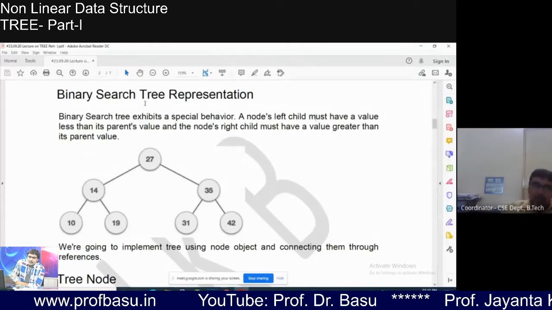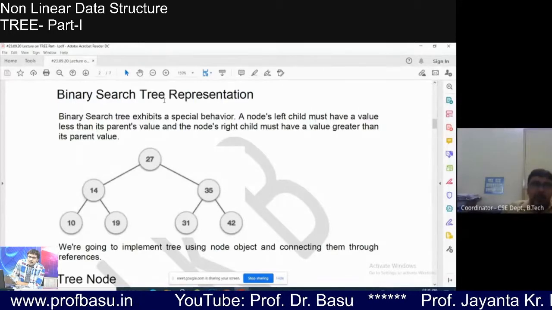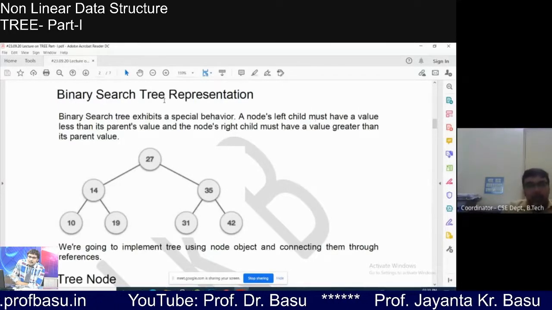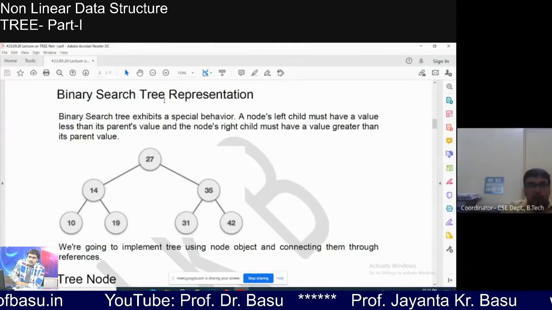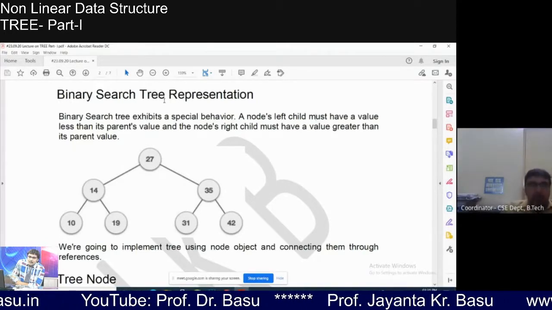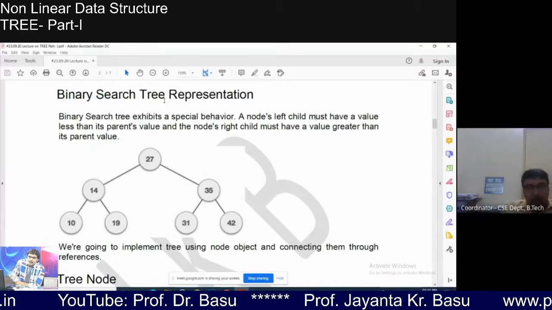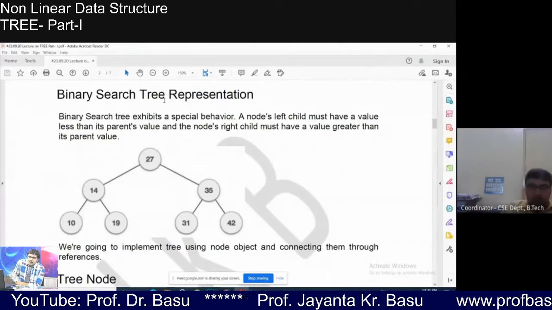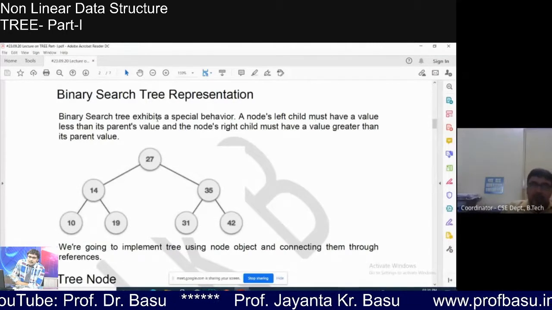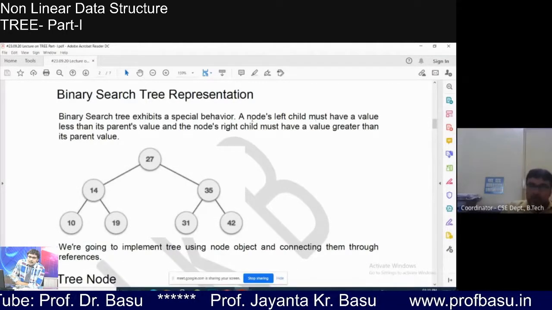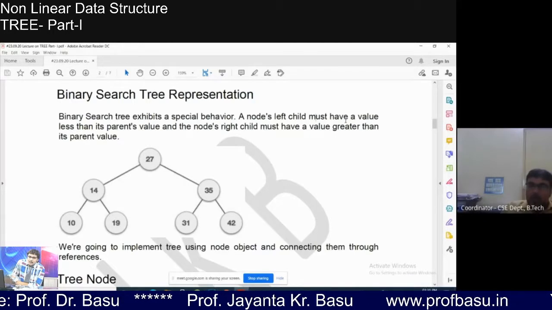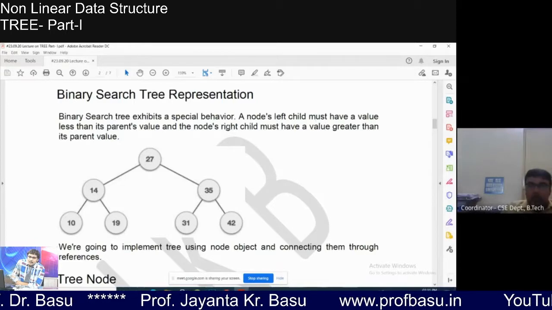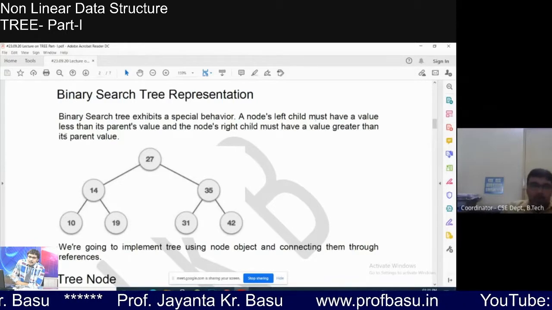This is called binary search. So a binary search tree is a special type of binary tree where each and every node will have the left child with a value less than it and the right child with a value greater than this node. A binary search tree exhibits a special behavior. A node's left child must have a value less than its parent value, and the node's right child must have a value greater than its parent value.